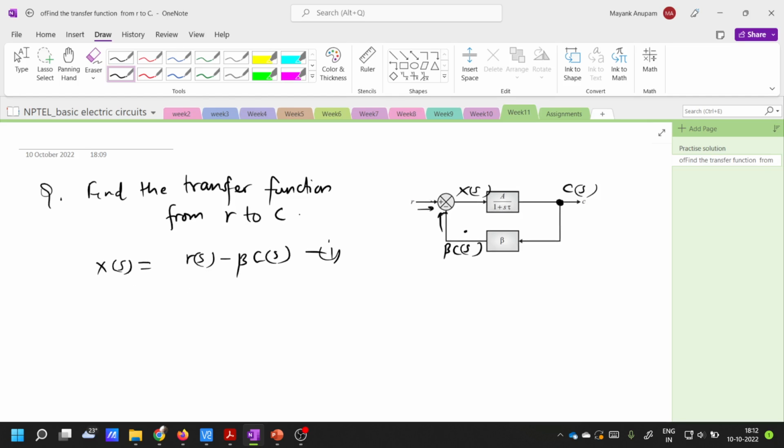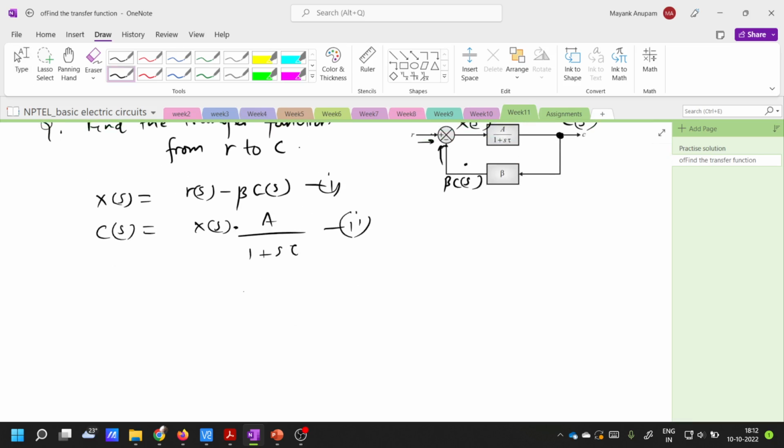Now what is C of s? C of s is x of s multiplied by this factor, right? A divided by 1 plus s tau. So it is x of s multiplied by A divided by 1 plus s tau. This is our second equation. Fine. Now we just have to eliminate this factor x of s here, right? So let's do that.